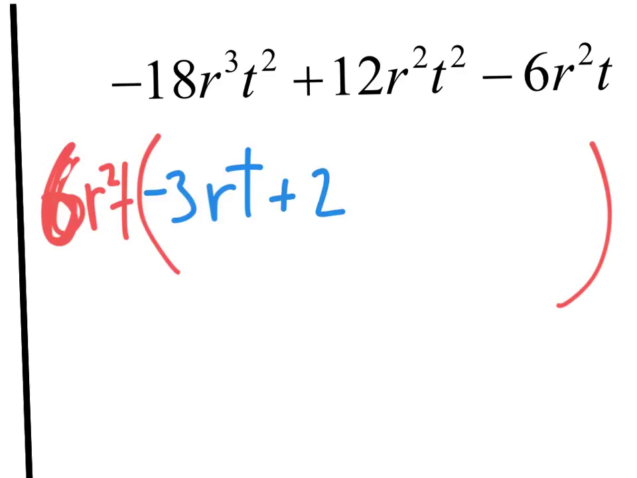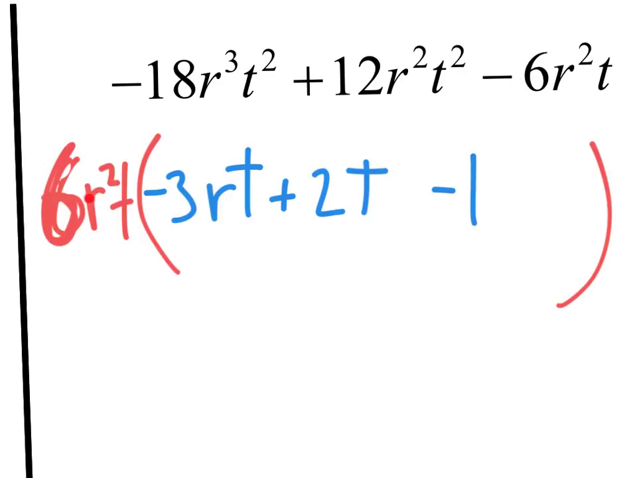Plus 2. And then R squared times what will get you R squared? You don't have to worry about it because it's already R squared. And then T times what gets you a T squared? T. And for your last term, 6 times what gets you a negative 6? Negative 1. So put minus 1.